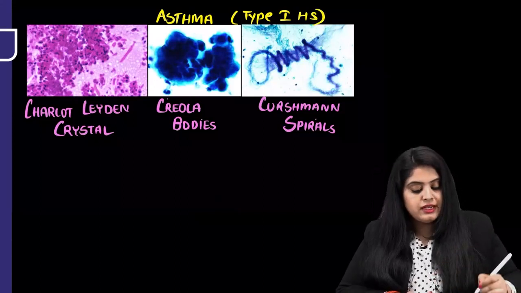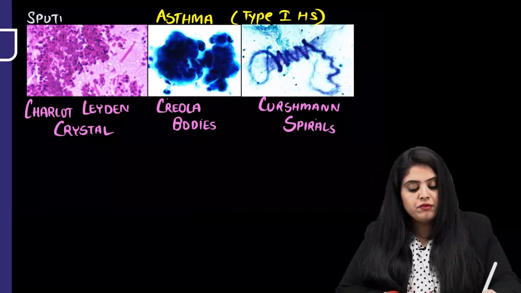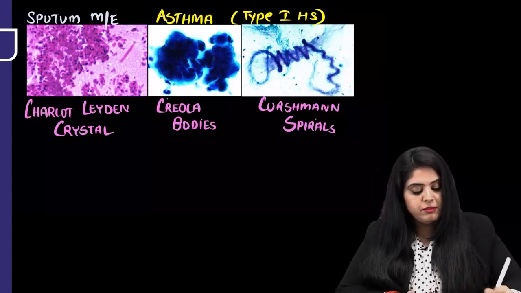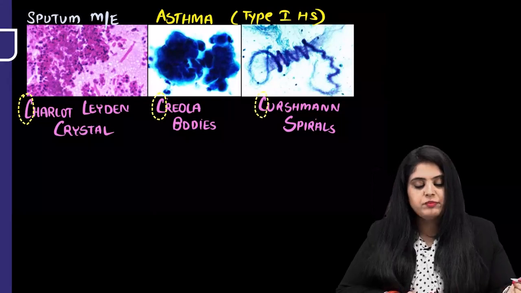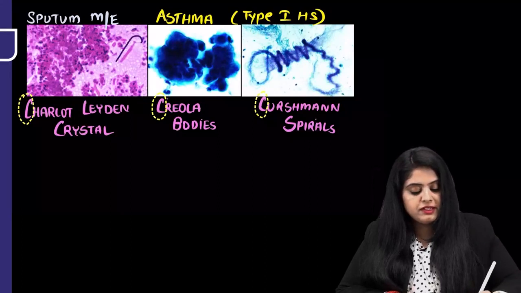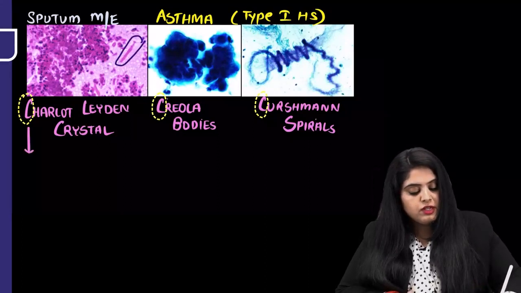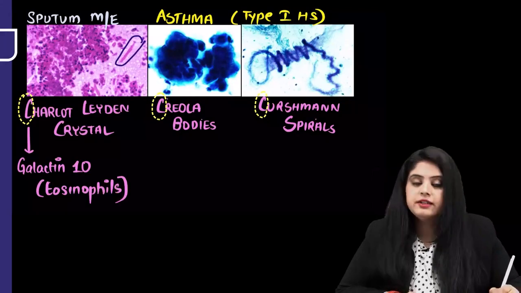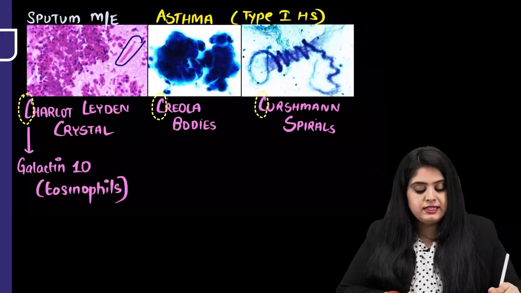They ask you that if you get to examine the sputum of a patient of asthma, sputum microscopic examination, what are you gonna see? And I think we all know the very famous 3 C's: Charcot-Leyden crystal, Curschmann spirals, and Creola bodies. So let's get going. What is Charcot-Leyden crystal? You can very well see a nice needle-shaped crystal over here. Charcot-Leyden crystal is made up of galectin 10. From where do we get galectin 10? Galectin 10 is coming from the eosinophils. So please remember, Charcot-Leyden crystal comes from eosinophils, galectin 10.